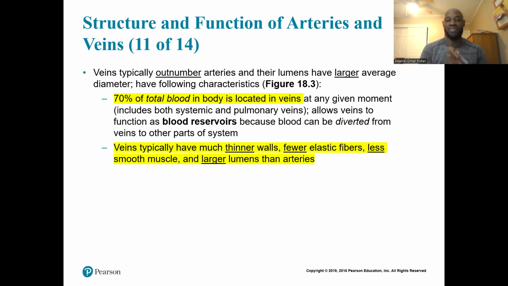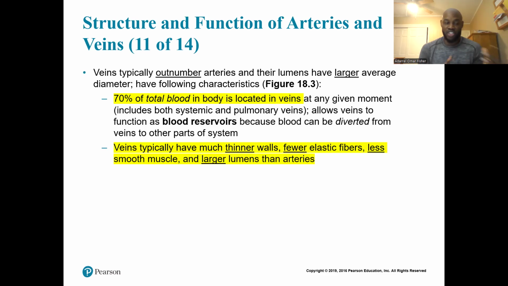Right? Veins typically outnumber arteries, and their lumens have larger diameter. So we have more veins than arteries, and they have larger lumens. So more veins and larger lumens. That means there's more space in the veins overall. So 70% of your total blood is located in your veins at any given moment.